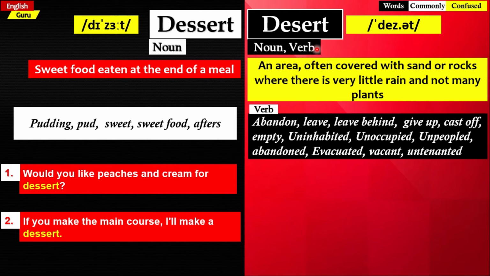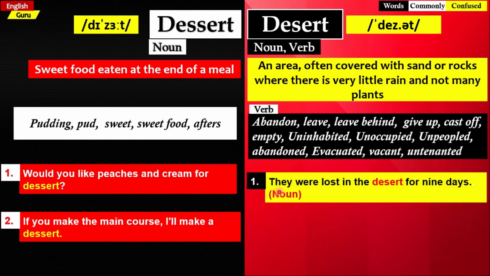Let us see the usage of desert in sentences. The first one: they were lost in the desert for 9 days. In the place, in the desert, in the barren area, they were lost. So desert in this sentence is a noun.